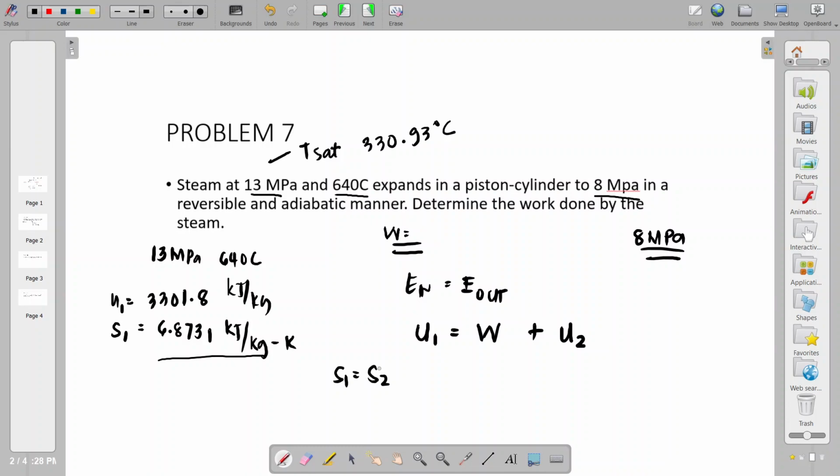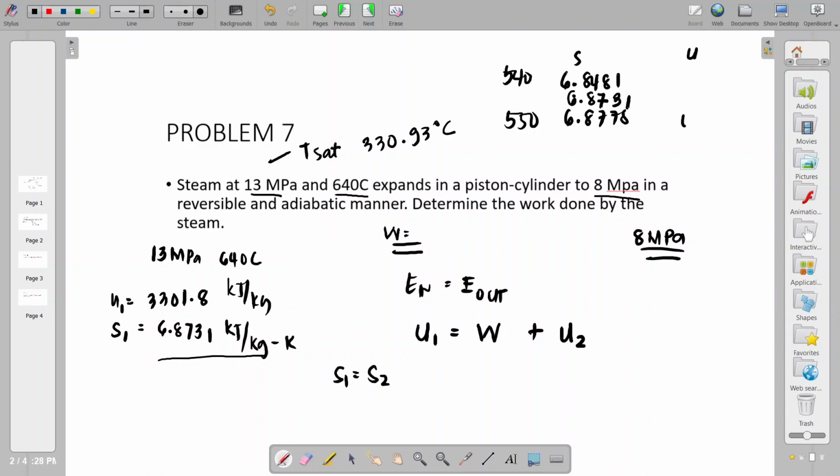'Di ba? Yung 540 meron siyang 6.8481. Ito namang 550 ay 6.8778. Okay, lista natin dito. Sa 8 MPa na 540, ang S ay 6.8481. Sa 550 ay 6.8778. Ang hinahanap natin ay 6.8731. Okay? So, ang pinaka-concern natin dito is yung U.